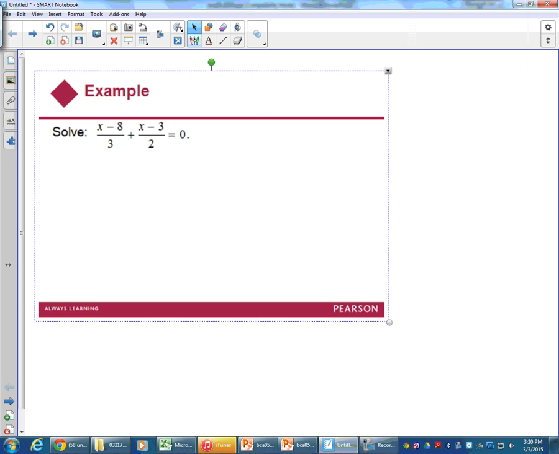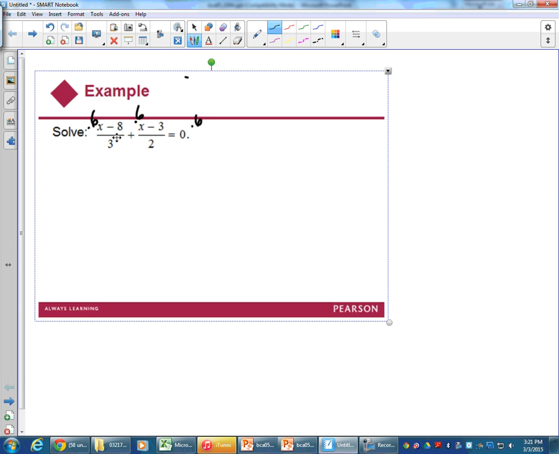We have x minus 8 divided by 3 plus x minus 3 divided by 2 is equal to 0. So what I want to look for is my LCD, least common denominator. So I have a 3 and a 2. Well, the first number that is a multiple of both 3 and 2 is 6. So I'm going to multiply every term by 6, times 6 and times 6 and times 6.